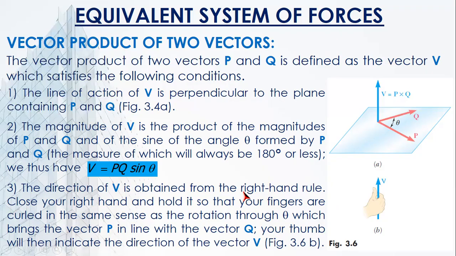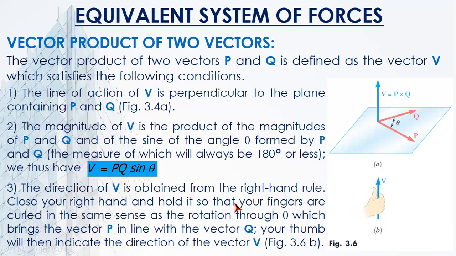So, in doing the right hand rule, close your right hand and hold it so that your fingers are curled in the same sense as the rotation through theta, which brings the vector P in line with the vector Q. In other words, you rotate P so that it coincides with Q, and that gives you V. Your thumb will indicate the direction of the vector V.